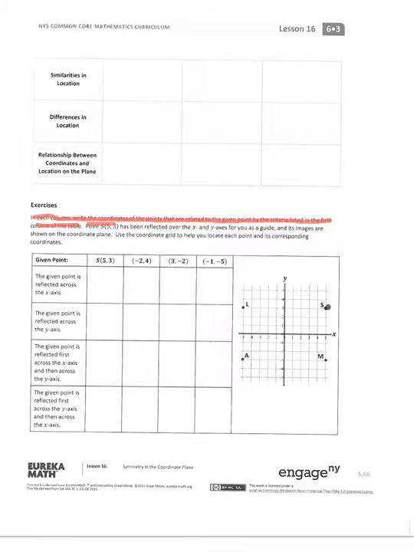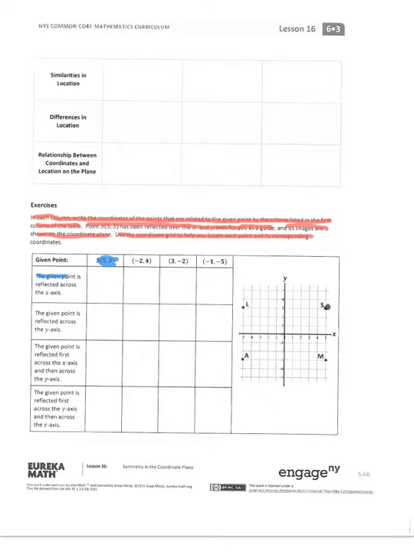Point S, 5, 3, has been reflected over the X and Y axis for you as a guide, meaning like they already did it for you. And its images are shown on the coordinate plane. Use the coordinate grid to help you locate each point and its corresponding. Now I'm going to do the first one for you, which is S, 5, 3.